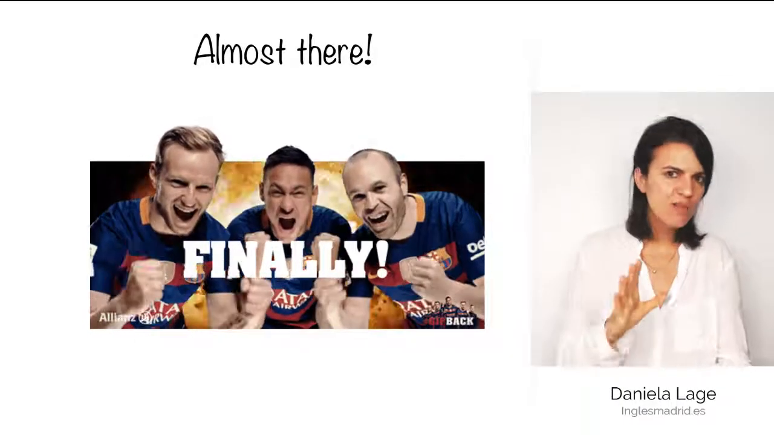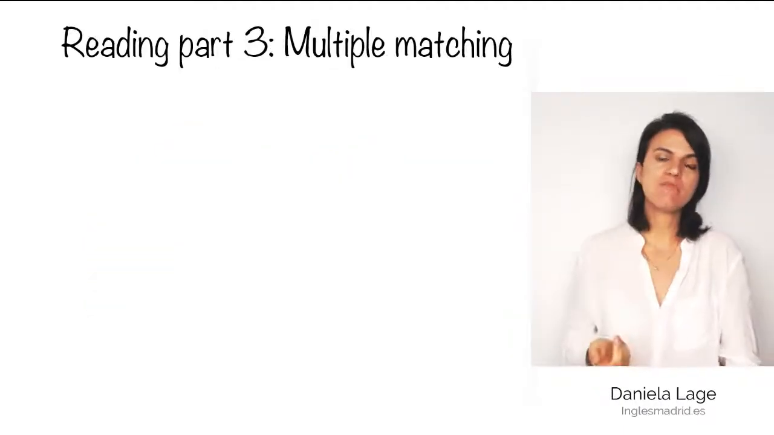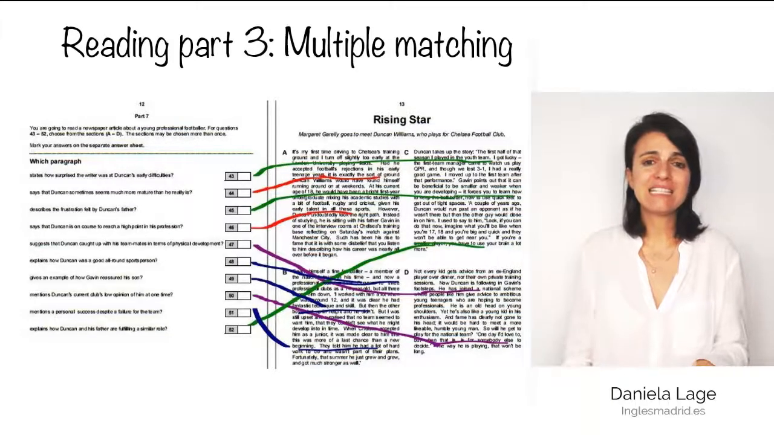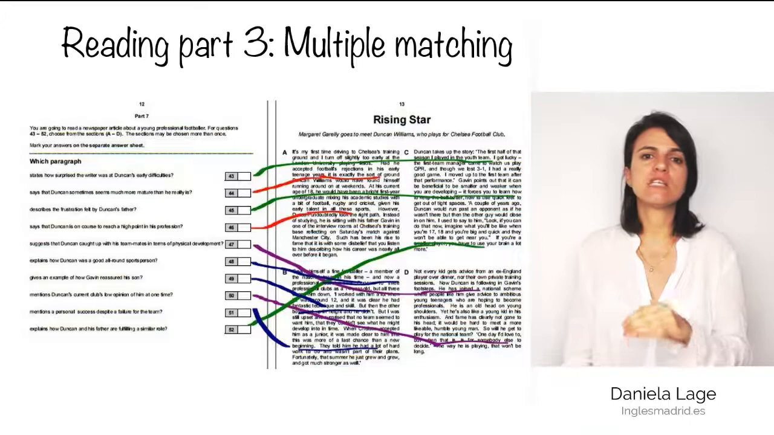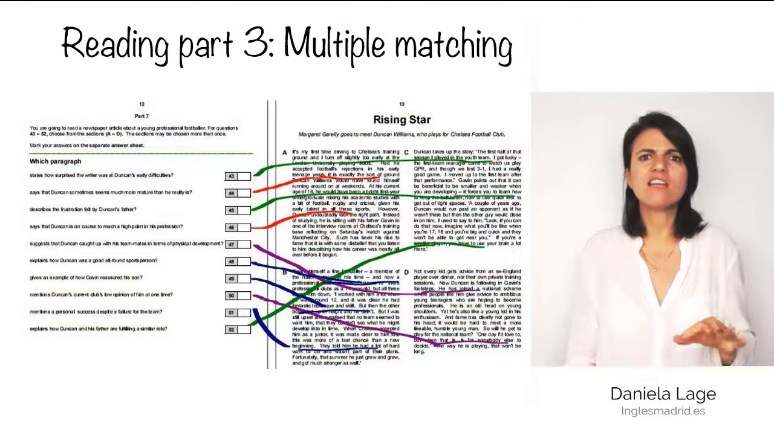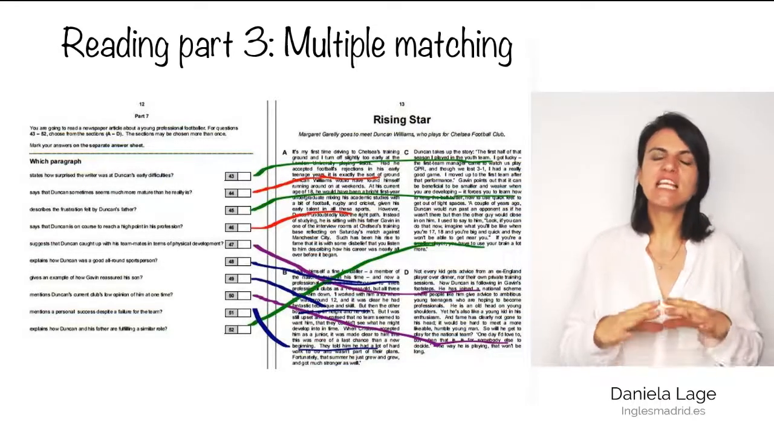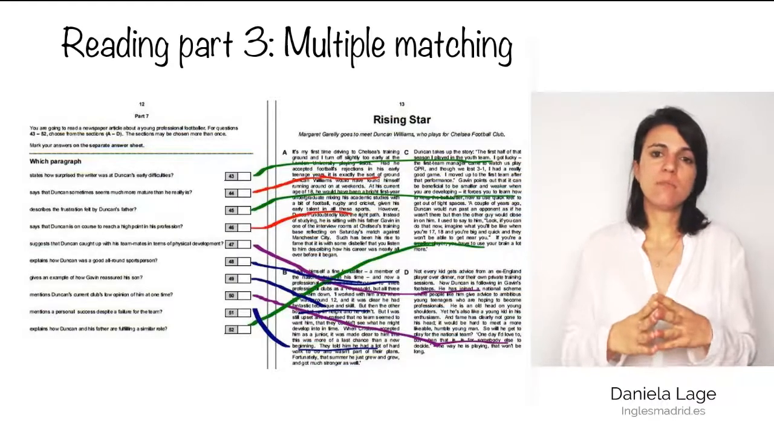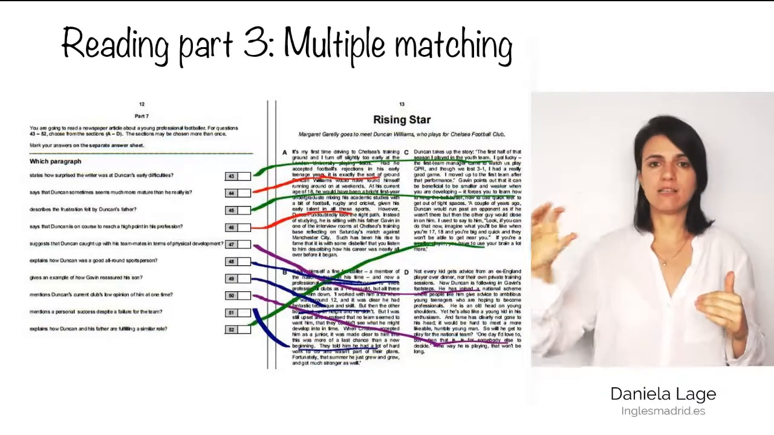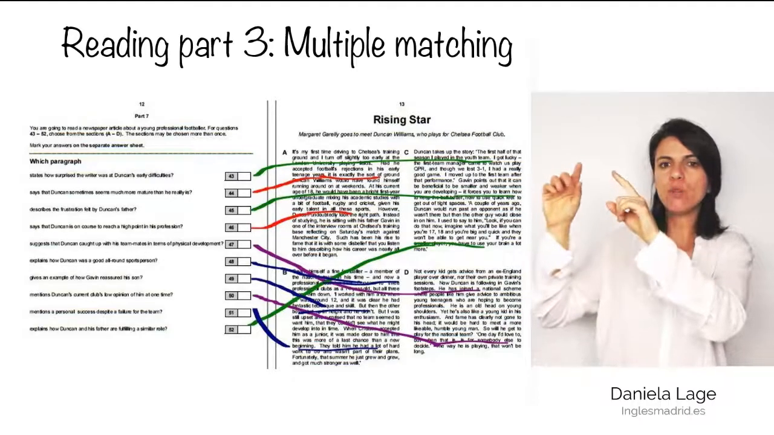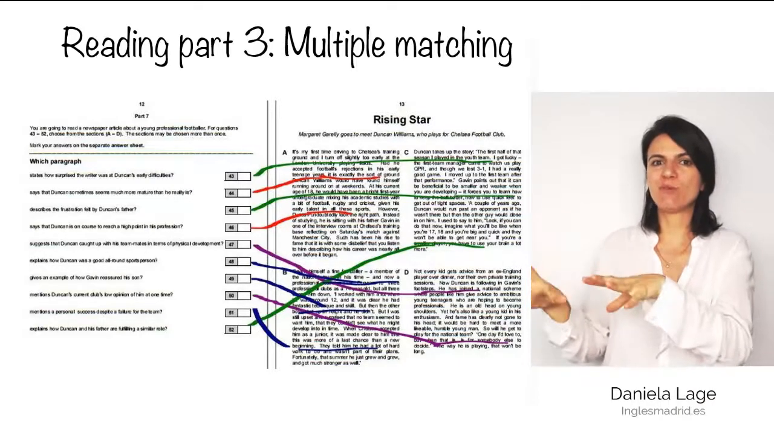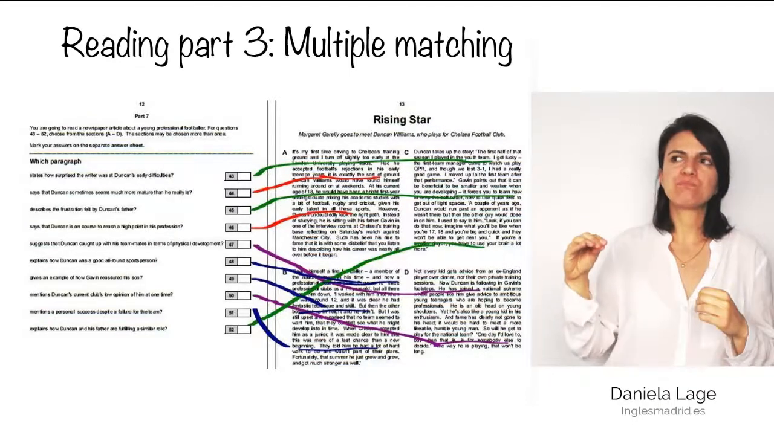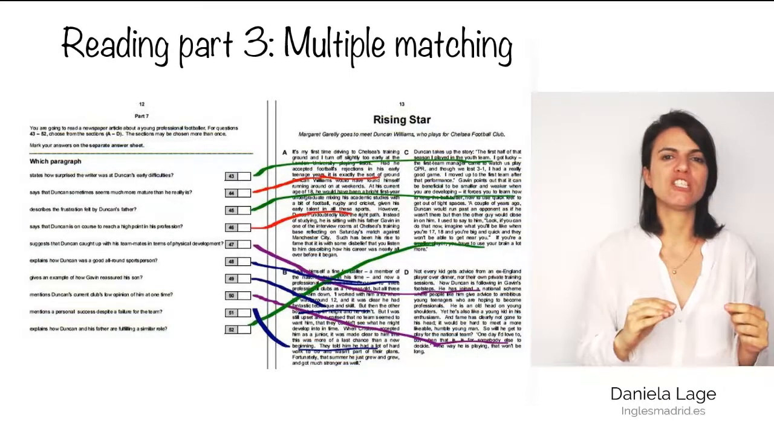Almost there. So, reading part 3, multiple matching. Okay. I like this exercise very much. First of all, because I think it's really easy. I would say that it's the easiest part of the reading, and it's very simple. They give you questions, they give you texts, okay? All the texts are speaking about the same topic. Maybe that's the difficult part, but you don't have to answer questions.